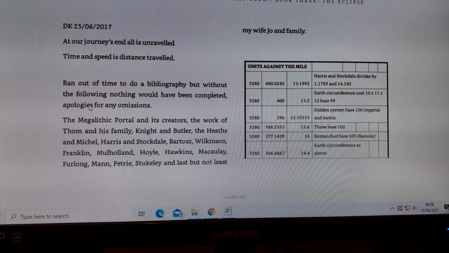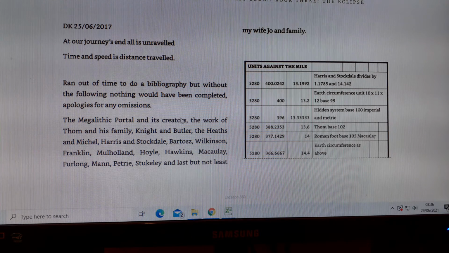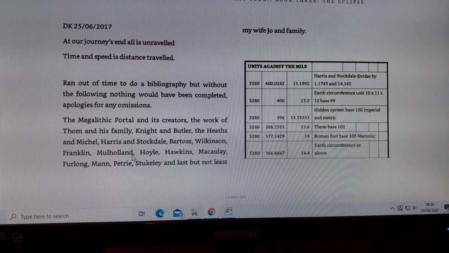And also I've said I ran out of time to do a bibliography because you work to deadlines when you're completing books on Amazon. Without the following, nothing would have been completed. Apologies for any omissions. The megalithic portal and its creators, the work of Tom and his family, Knight and Butler, the Heaths and Michelle, Harrison Stockdale, Bartos, Wilkinson, Franklin, Mulholland, Hoyle, Hawkins, Macaulay, Furlong, Mann, Petrie, Stukely, and last but not least, my wife Jo and family.